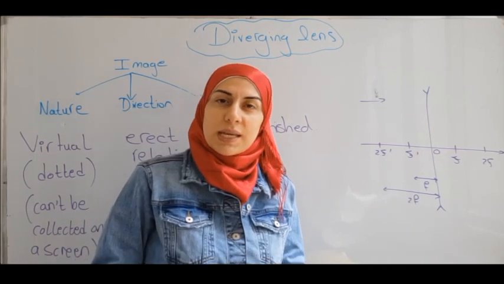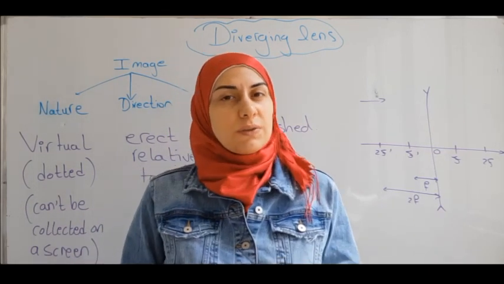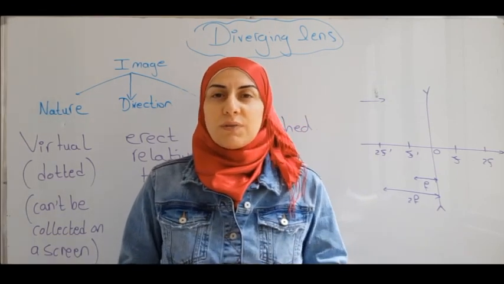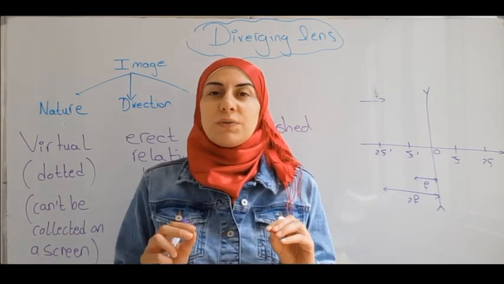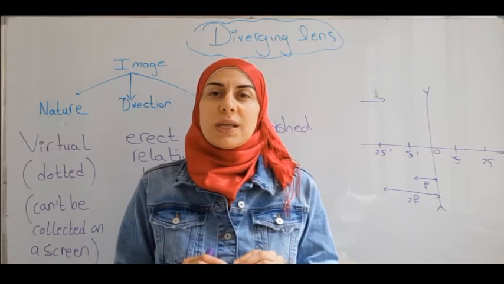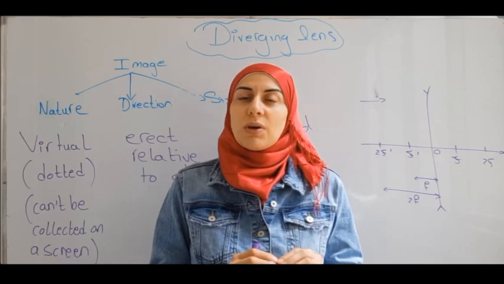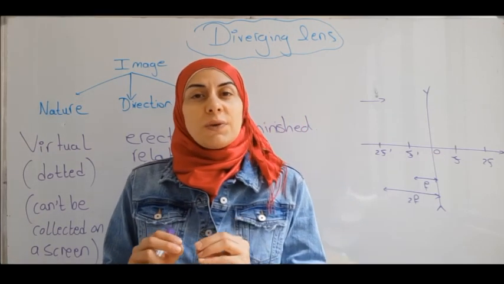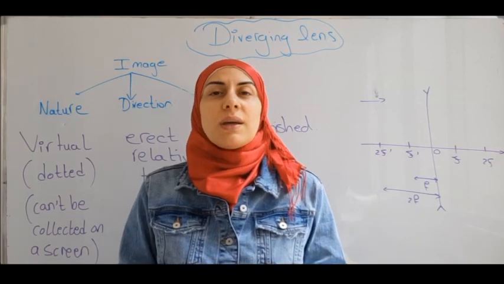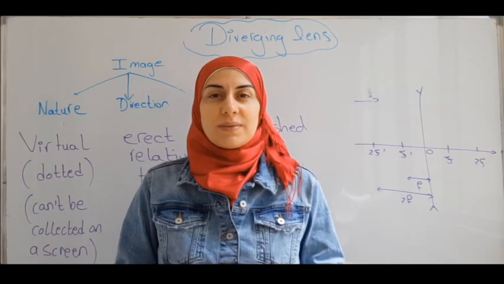As you noticed, in the case of a diverging lens, you get a virtual image. And in the case of a converging lens, you can also get a virtual image. However, the main difference between them is that the virtual image given by a diverging lens is diminished, smaller than the object. Whereas, if you get a virtual image by a converging lens, then it is magnified, bigger than the original object.